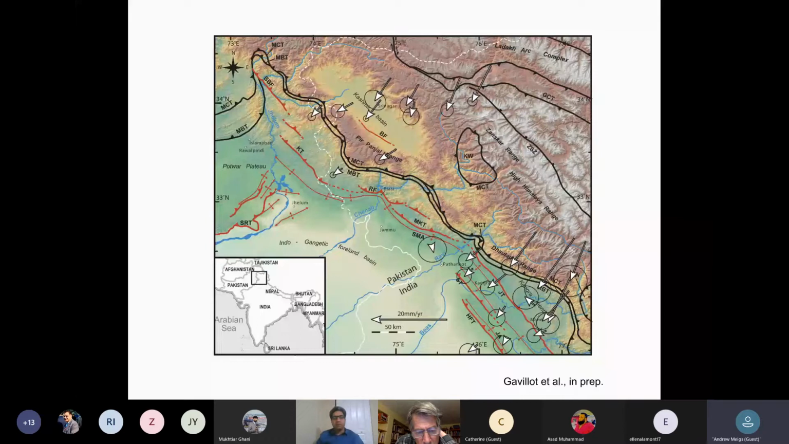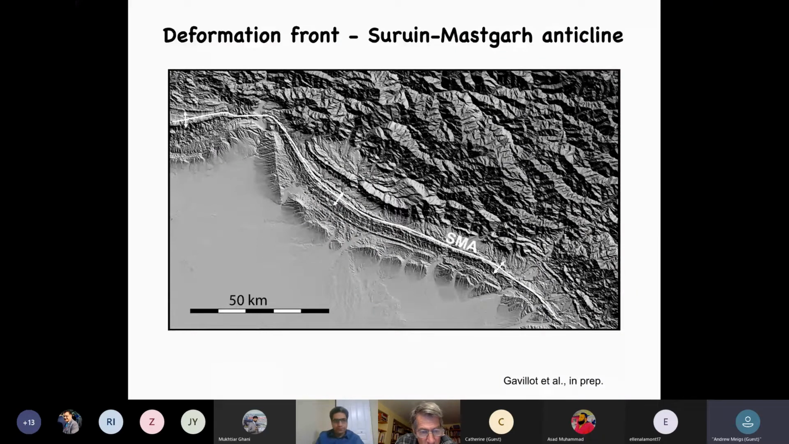And so, as I said a moment ago, what we're going to do here is first look at the SMA, then we'll look at the Riasi fault, and then finally we'll look at active faults on the southern edge of the Kashmir Basin. All right, the Surin Mastgarh anticline is very well expressed topographically. This is a map where the Chenab River comes down through here, and the anticline is in this white axial trace running down through the middle of the digital topography.